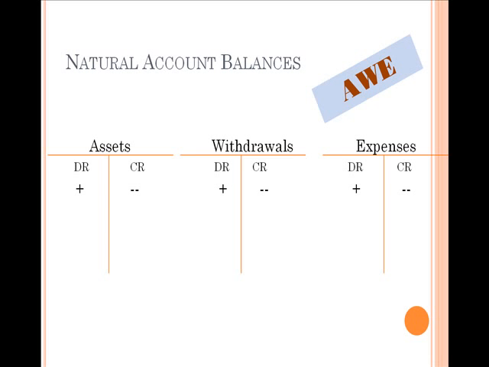There's a nice little mnemonic here so you can remember it. The natural account balances of the following accounts, assets, withdrawals, and expenses, are debits, and there's your mnemonic: A-W-E, AWE. If I were taking a test, the first thing I would do, before I did journal entries, is write down AWE. And I know if those accounts increase, they're going to be debits. That's their natural balance.